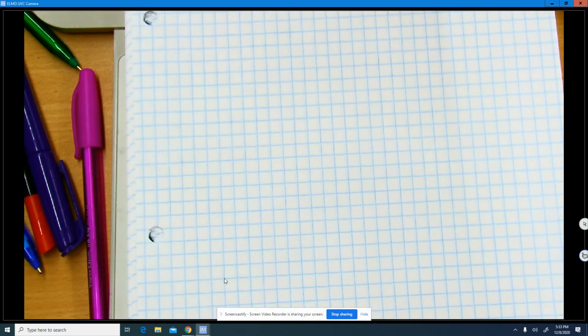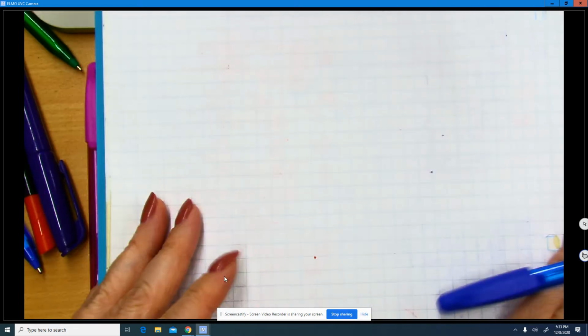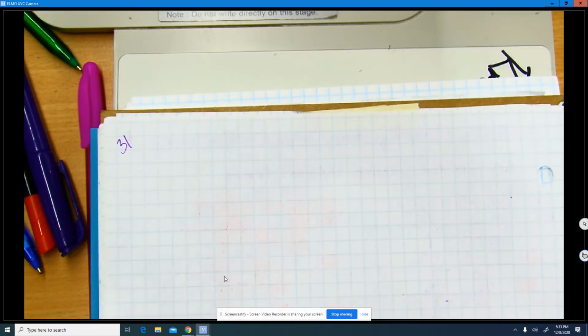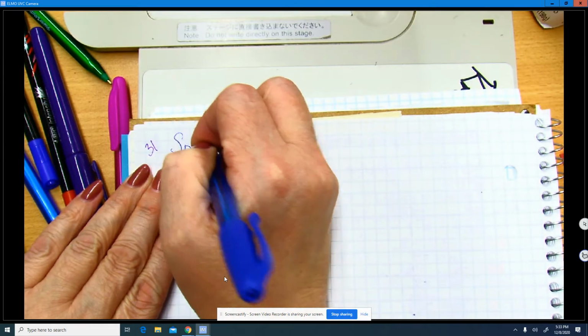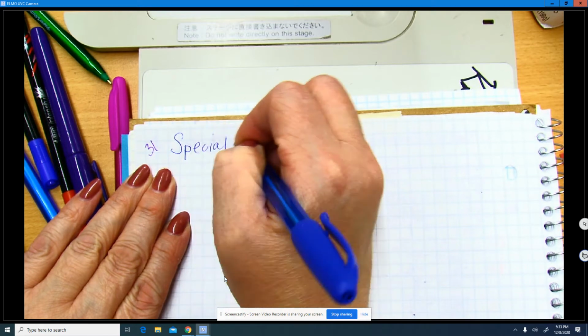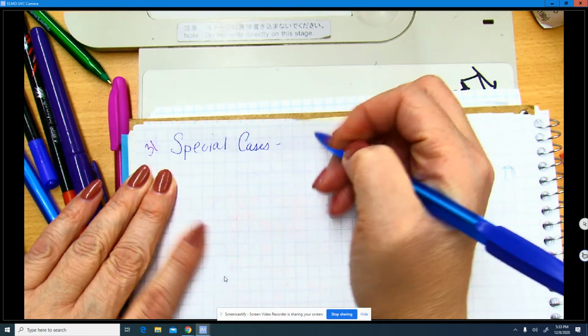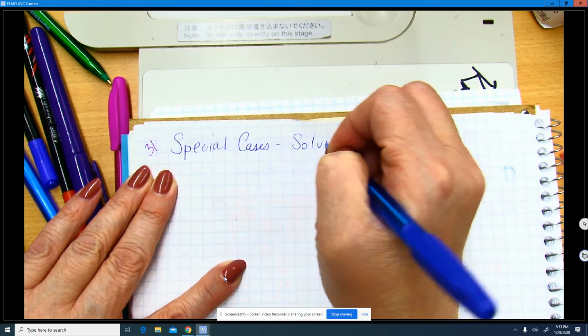Okay, so let's go ahead and turn to page 31. So at the top, we want to have special cases, solving equations.